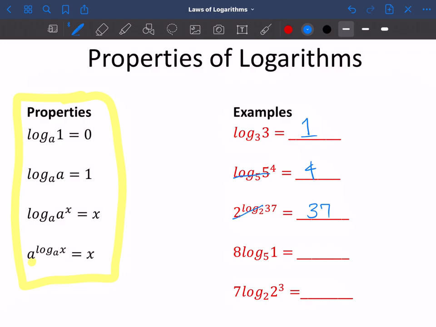And then we have something that looks like this. So how do we get this? Well, we have log base 5 of 1, and over here it says if we take the log of 1, it's going to be equal to 0. So basically this is like 8 times 0, so the answer here is going to be 0. And then we have log base 2 of 2 to the third power, so this right here is all going to go away, leaving us with 7 times 3, so our answer here is indeed 21.